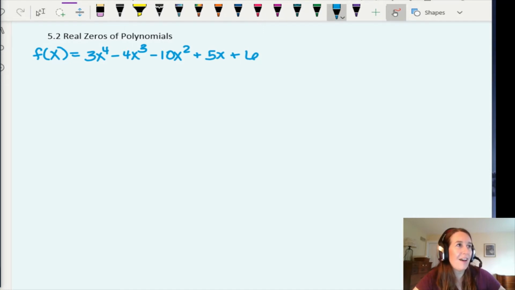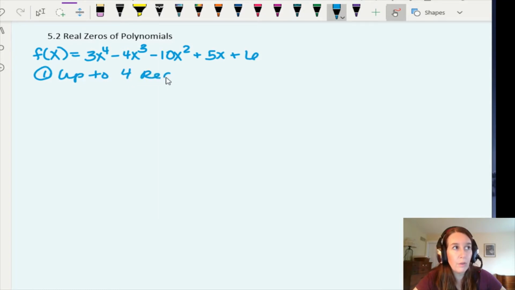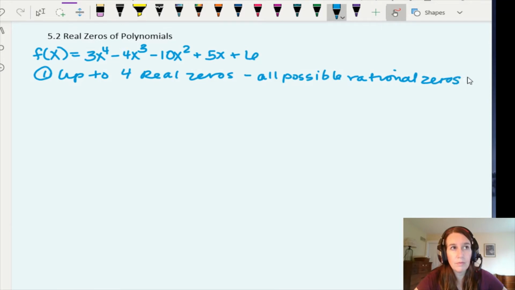So here is our problem, 3x to the fourth. Okay, so it's a polynomial that is a degree 4. So first of all, we know that we have up to 4 real zeros. And we know our first step is to find all the possible rational zeros. So all possible rationals. Okay, so that's the P over Q.